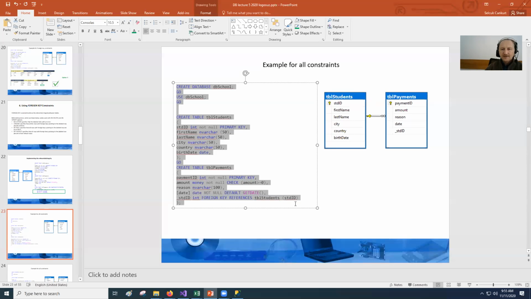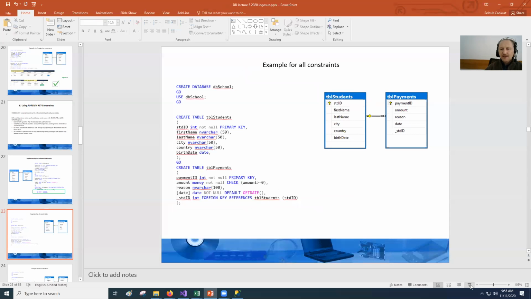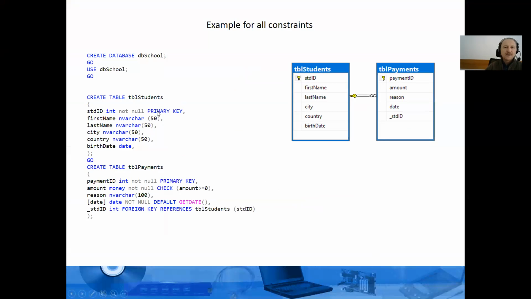for all constraints. Which constraint do we have here? If you look here, we have a primary key constraint. What does this mean? If you set one field as a primary key, you should obey these two rules. One of them, you cannot repeat values for it, and you cannot leave this field empty. Yes, this is a primary key.